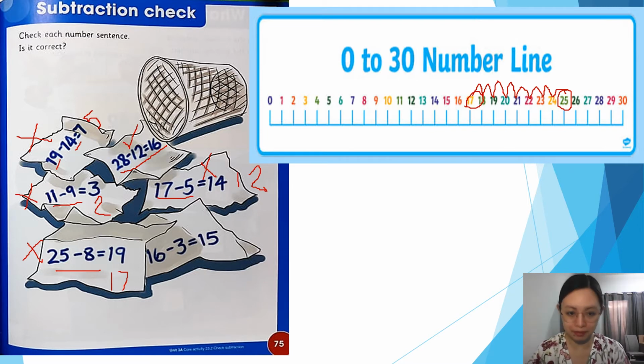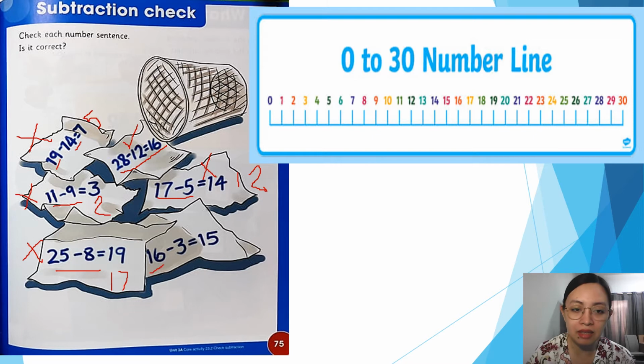Okay, let's go to the last one. I know you have the answer for the last one. Let's check if it's correct. Okay, 16 minus 3. So we will start with 16. We're going to remove how many? Okay, we're going to remove 3. So let's jump 3 times. 1, 2, 3. And what is the answer? Okay, the correct answer is 13. So, for this number line, 16 minus 3 is equal to 13 and not 15. So, the last number sentence is also not correct.